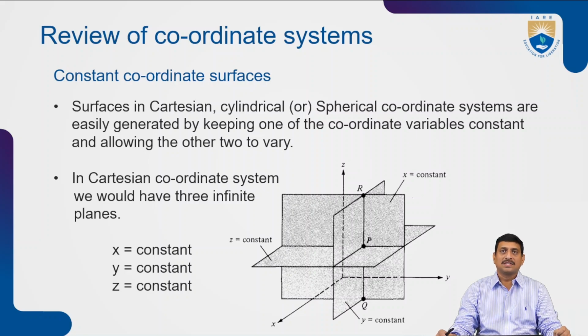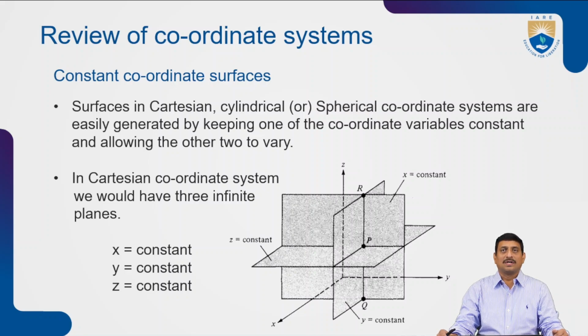Suppose x is equal to constant, then y is varying and z is varying. Y varies from minus infinity to plus infinity, and z also varies from minus infinity to plus infinity. So x equal to constant is an infinite plane. Similarly, if y is equal to constant, the other two variables x and z vary from minus infinity to plus infinity. Therefore, y equal to constant is also an infinite plane. Similarly, for z equal to constant, x and y vary from minus infinity to plus infinity. Therefore, z equal to constant is also an infinite plane.